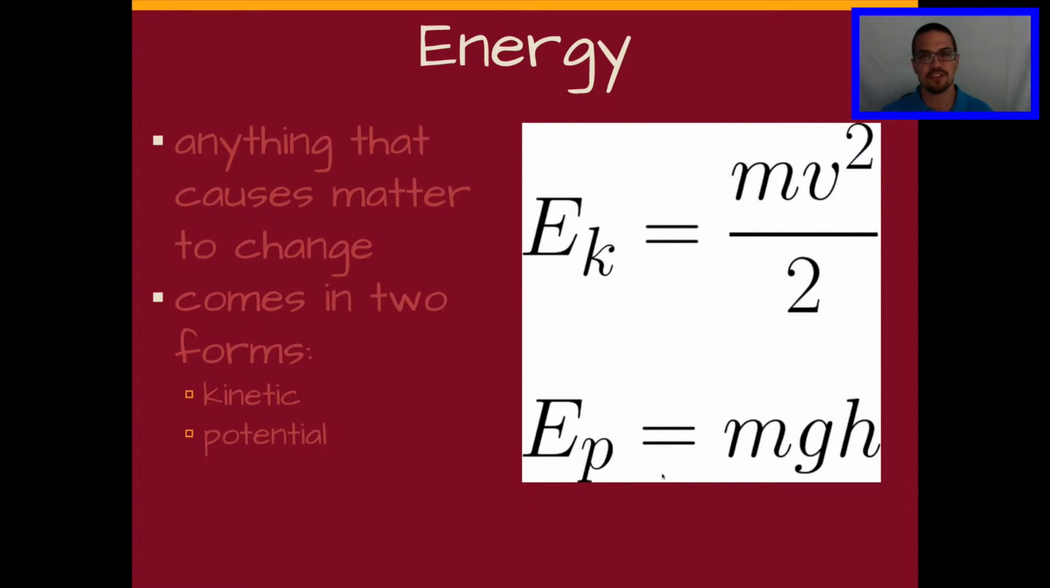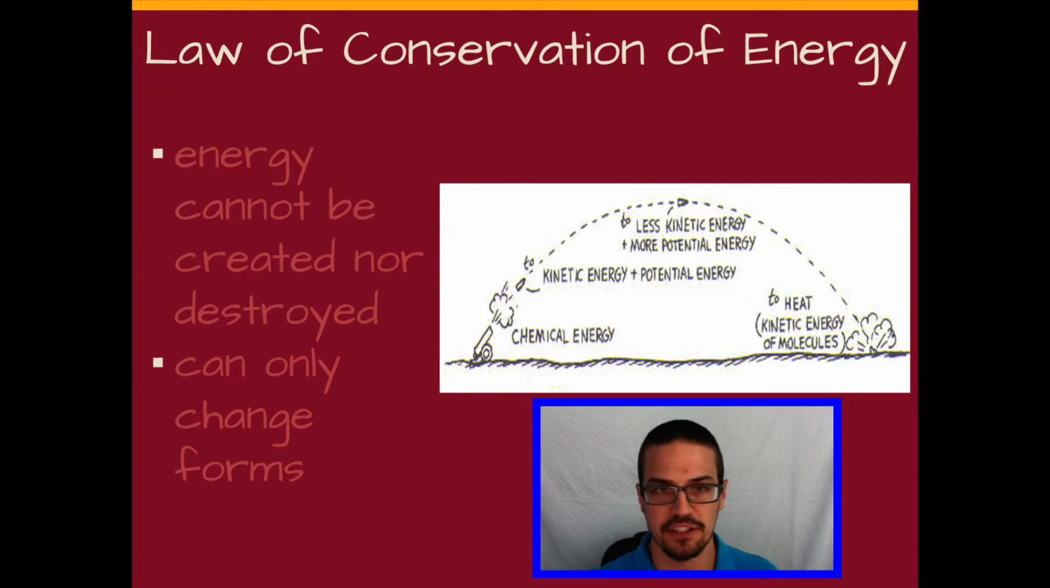Now this potential energy equation right here, this is actually gravitational potential energy, but it's the one that's most commonly used in introductory physics classes. But it's basically you take the mass of the object times the gravitational constant times its height. So however high it is in the air, the higher it is, the more potential energy it has. Now we're going to talk about what the law of conservation of energy is. Basically it states that energy cannot be created nor destroyed. So energy doesn't just poof vanish or poof appear out of thin air, but it can change forms. So it can't just appear or disappear, but it just changes forms.